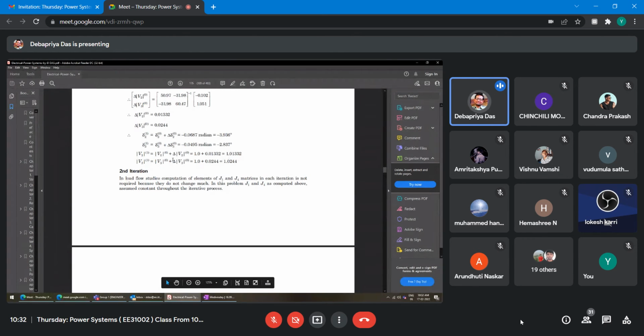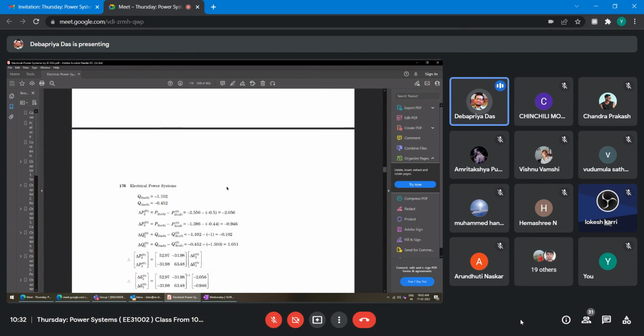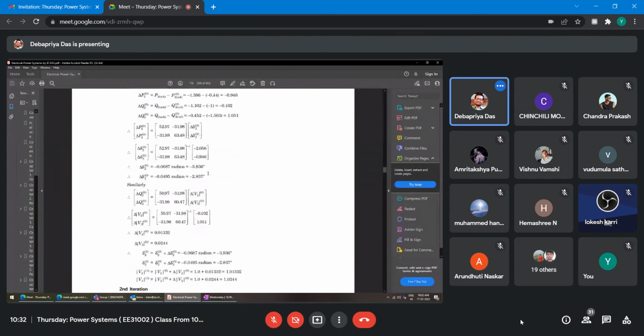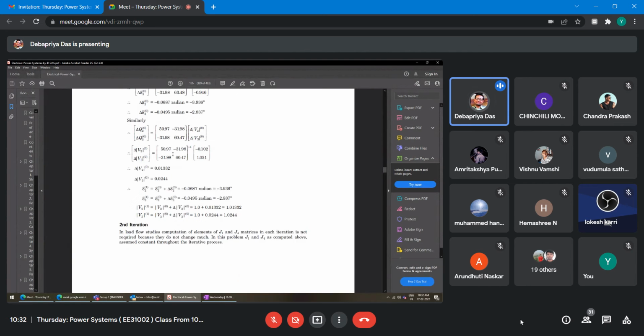Similarly, after using these values, delta 2, delta 3, V2, V3, you go to the second iteration. J1, J4, using this value, do not compute J1 and J4 because it is a waste of time, because you will get the same result. So no need to compute this. Once you have got J1 and J4, retain them in the next iteration. Same value, no need to calculate, right?